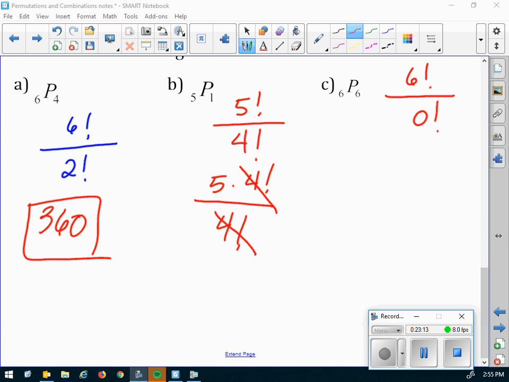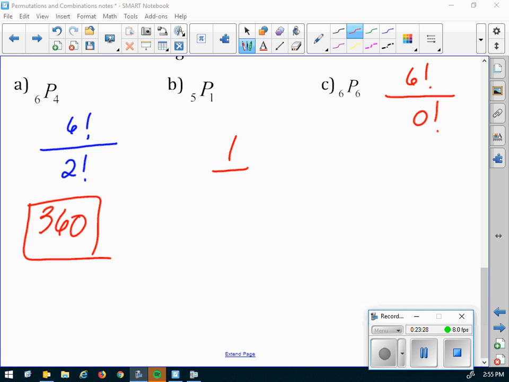Now, let's talk about what Giselle just said. I got 6 people, and I need to put those 6 people in some particular order. How many slots, how many options do I have for my first slot? Right? That's 6 factorial. If the answer to this is 6 factorial, what does 0 factorial have to equal? 1. 0 factorial is 1.